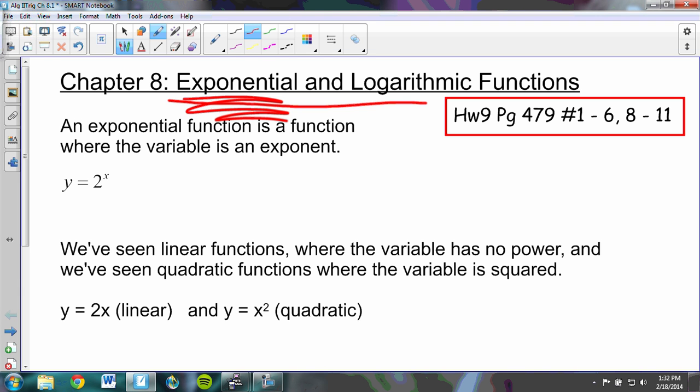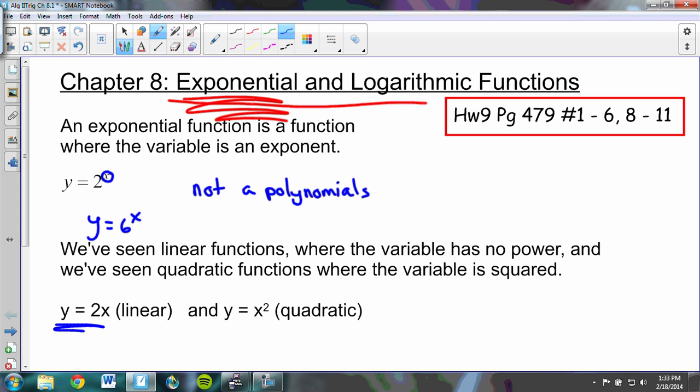An exponential function is whenever your variable is a power. So y equals 2 to the x, y equals 6 to the x. Anything where the variable is the power is an exponential function. These are not polynomials. We've spent a lot of time learning about polynomials and all the rules about them and linear and quadratic and cubic, but these are not polynomials.